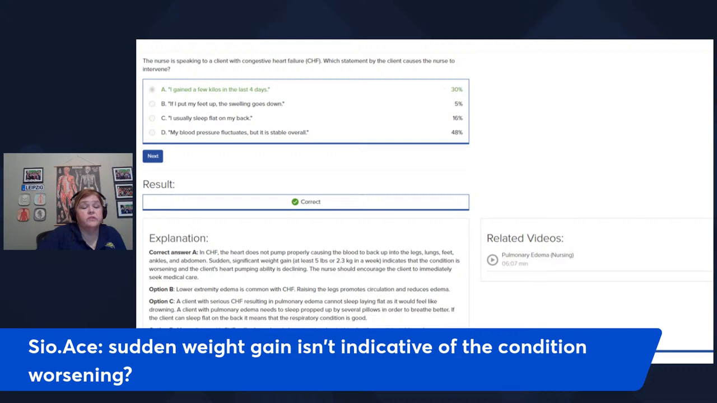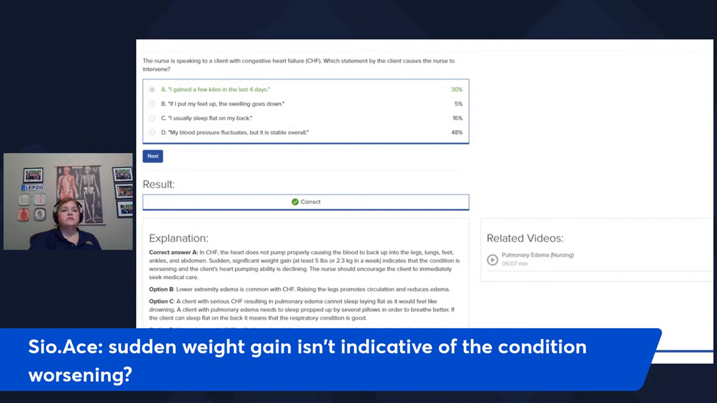But this one here, it's not really a problem. And it tripped up this many people because they didn't pay attention to this. I was asking what's more dangerous to your patient. Gaining weight, a couple kilos, that's a lot of weight in 4 days. We're going to follow up and check on that patient.